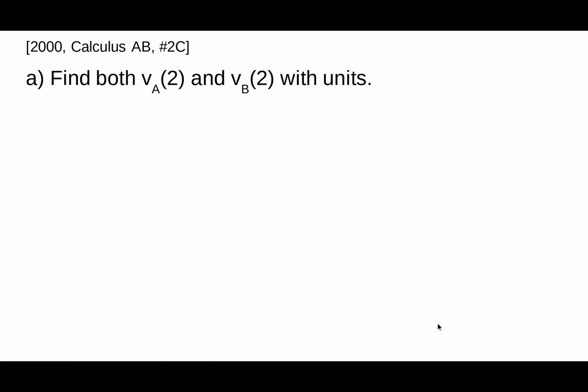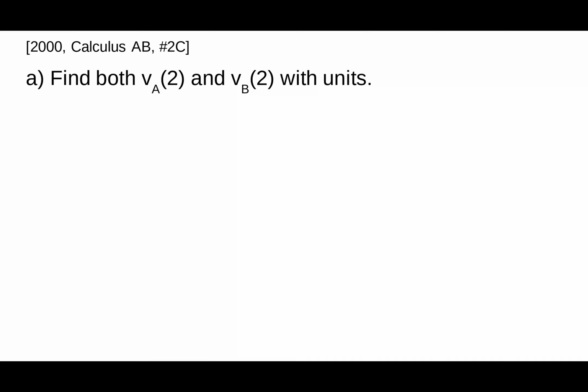This question is from the 2000 Calculus AB exam. It's question 2, and it is calculator active. In the question stem, we are provided with a graph representing the velocity of a runner A and a function representing the velocity of a runner B.